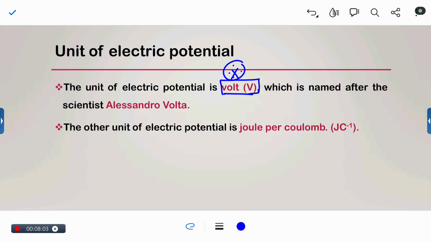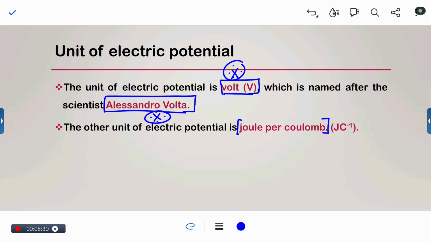And this is named after the scientist Alessandro Volta. If you remember the name, just write it, as this helps to boost your marks. The unit of electric potential is volt, represented by the symbol V, and it is named after the scientist Alessandro Volta. This volt we can also write as joule per coulomb.